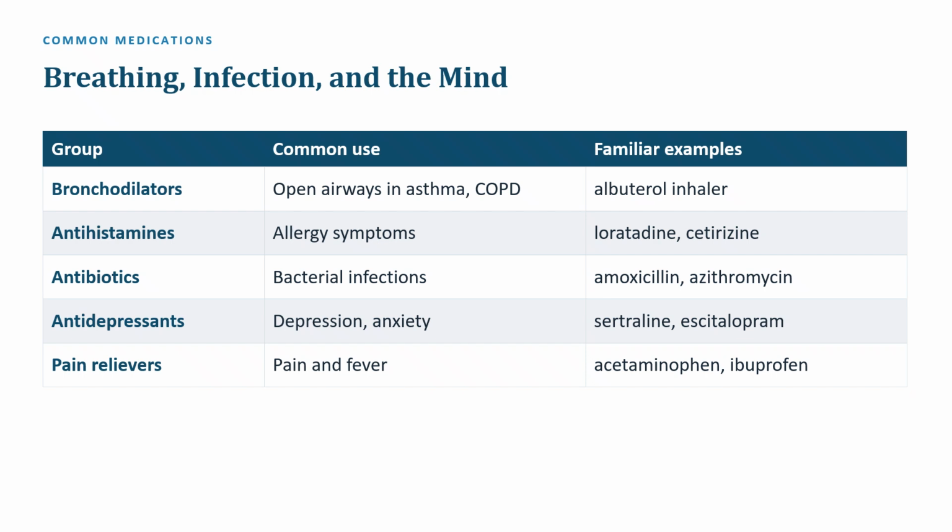For the mind, antidepressants treat depression and often anxiety as well, with sertraline and escitalopram being very common examples. And recall that these medications may take several weeks to reach full effect, which is an important thing to reinforce with patients so they don't stop early. Finally, everyday pain relievers include acetaminophen and ibuprofen, which we discussed in detail in Lecture 2, including the caution about acetaminophen in the liver and NSAIDs in the stomach.